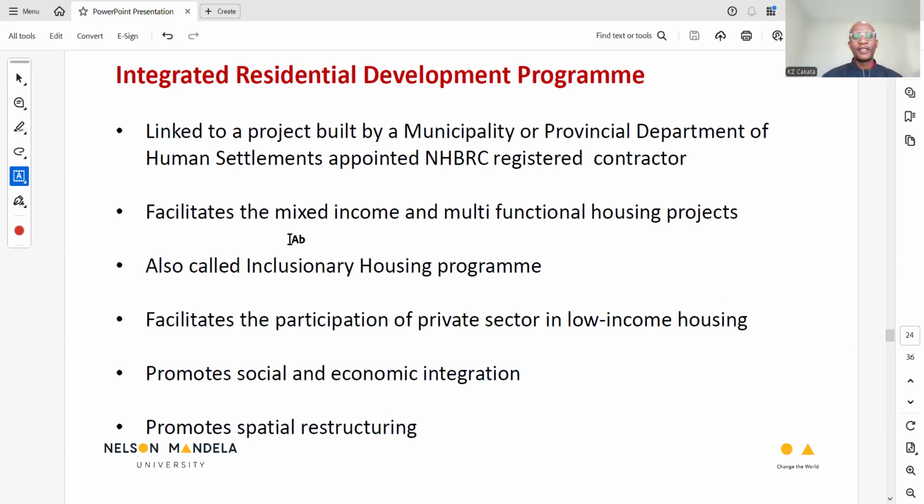And it facilitates the mixed-income and multifunctional housing project. This is also called the inclusionary housing program, and it facilitates the participation of the private sector through the contractors that are appointed in low-cost housing. And its very nature was to promote social and economic integration. And this is an interesting one. It's supposed to promote spatial restructuring.